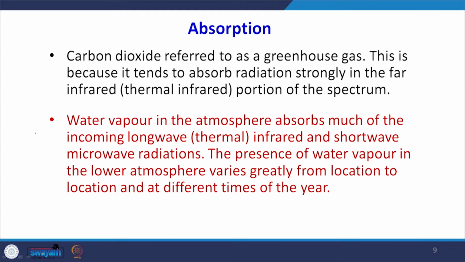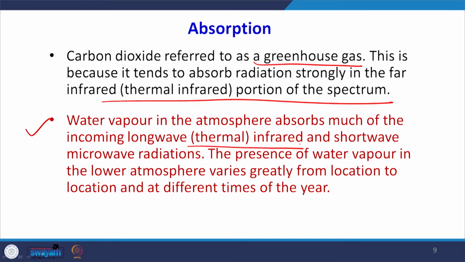Now there is carbon dioxide, which is referred to as the greenhouse gas in the environment. Carbon dioxide gas is absorbing in the far infrared, the thermal infrared part of the spectrum. So we have to capture the images in the thermal infrared part using a different concept altogether. Then we have the water vapor particles which are present in the atmosphere. They are also absorbing the thermal infrared and short wave microwave radiations.